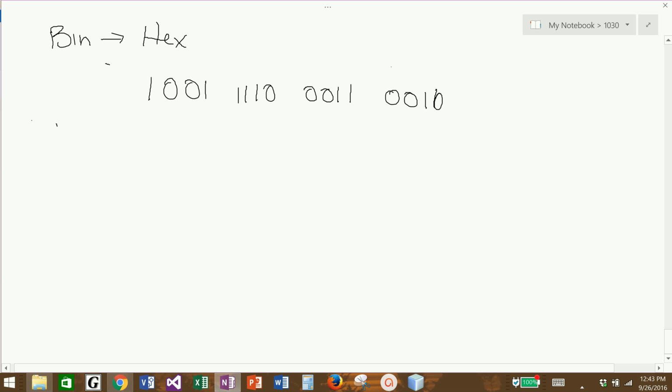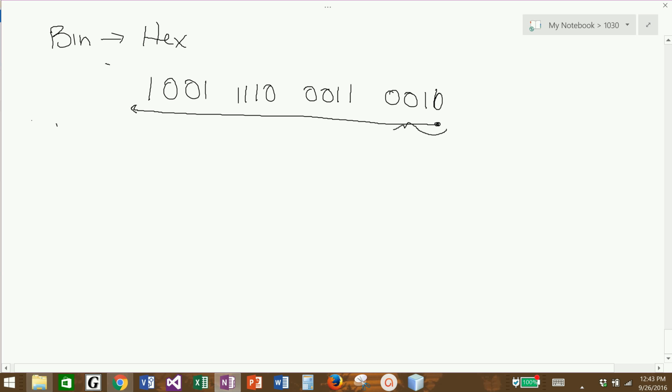So let's do another one. Remember, I am going from binary to hexadecimal. So let's do a little bit longer one. I'm going to group them by nibbles, and as always, I am going to start on the least significant digit, and we're going to work our way to the left to the most significant digit.